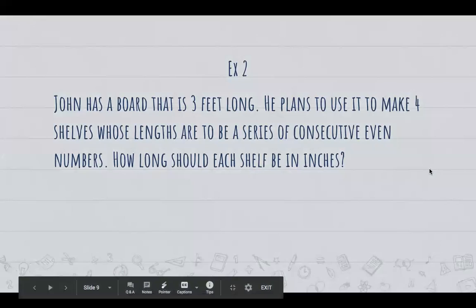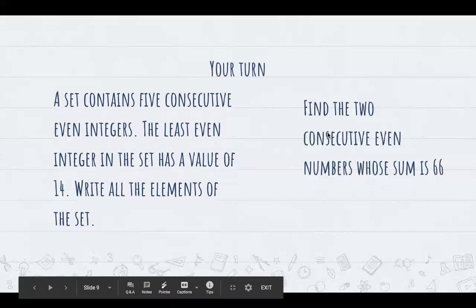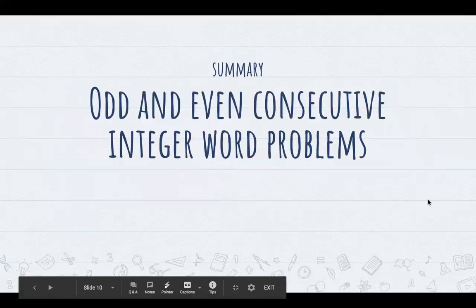Now the next part is your turn. These are your practice questions. And that will be it for today. What we learned today was odd and even consecutive integer word problems.